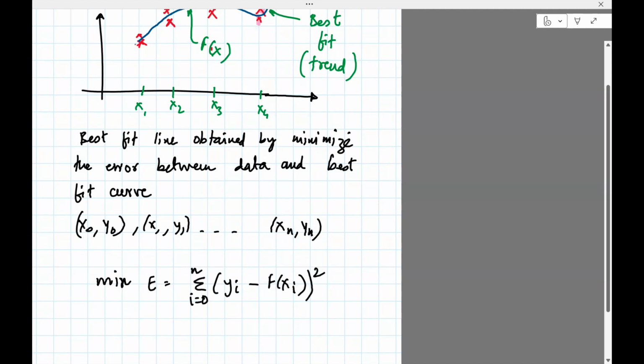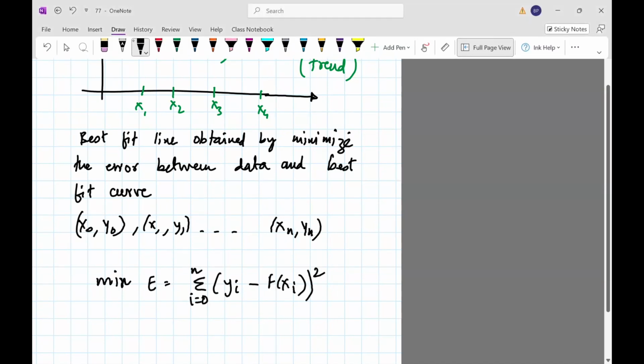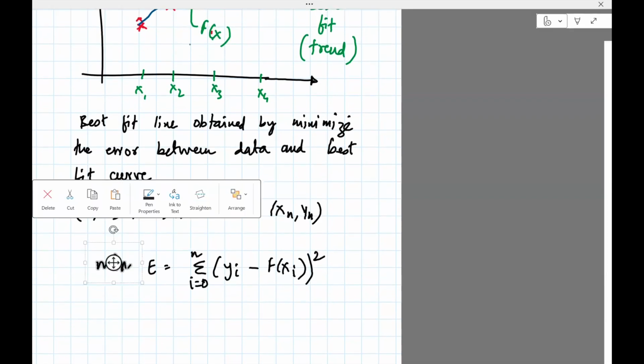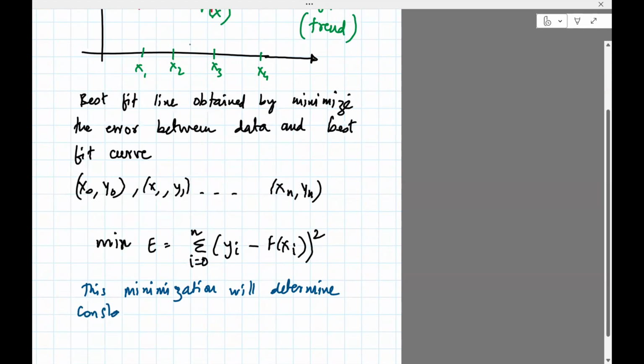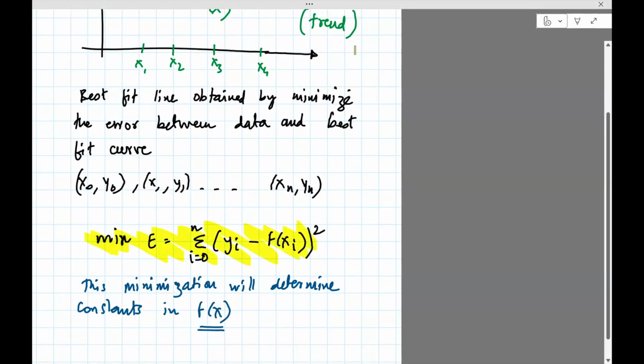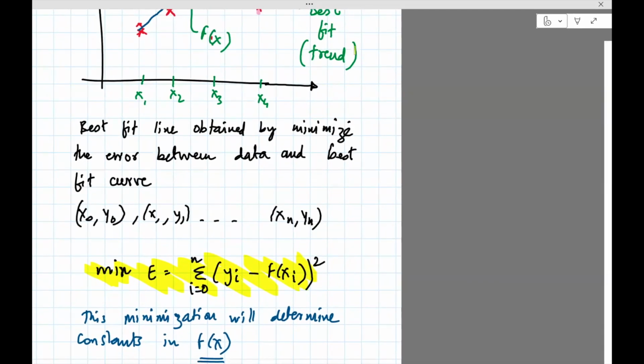Okay, minimize, the minimization will give you the constants. So the end result of this will determine a cost. A cost is basically something you want to minimize. So in this case, the cost is given data point yi, given your fit, that is f of xi, is going to explain the trend.